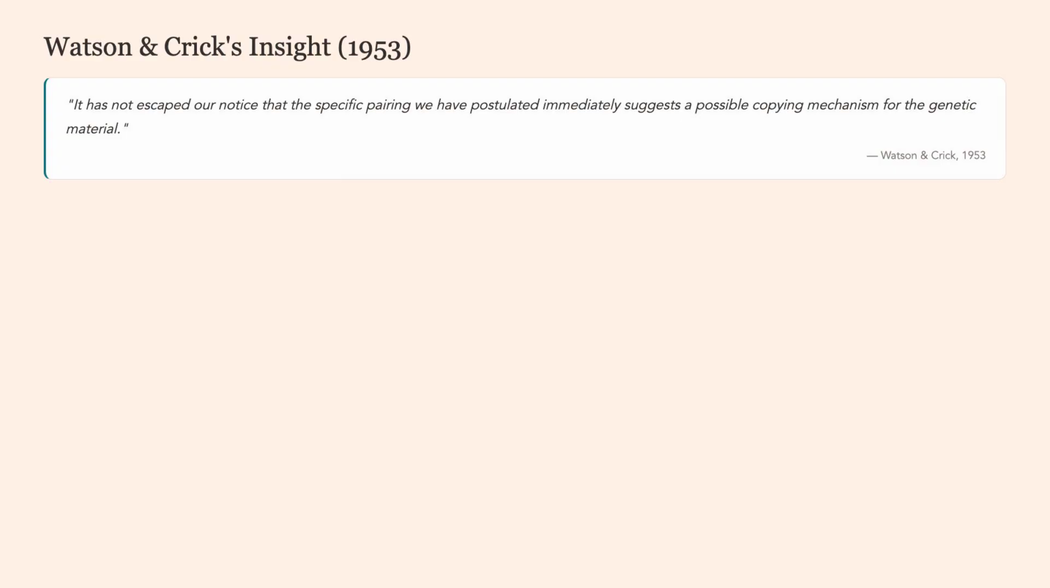To understand replication, we need to go back to 1953 and the discovery of DNA's structure by James Watson and Francis Crick. They famously wrote, "It has not escaped our notice that the specific pairing we have postulated immediately suggests a possible copying mechanism for the genetic material."